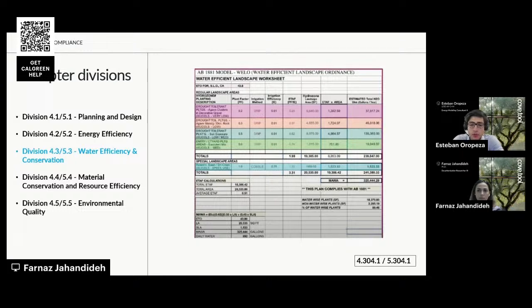In the bottom left, there's a calculation for the maximum applied water allowance, giving the number of gallons of water you're allowed to use annually based on your project's location and the landscape area. And then you will need to compare that to the proposed usage, which is based on the plant type and irrigation efficiency. And this as well should be provided explicitly somewhere in the landscape plans.